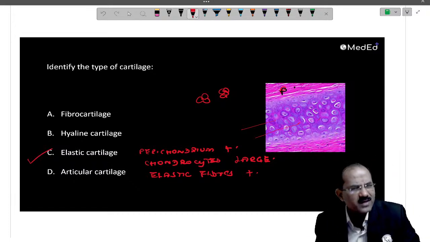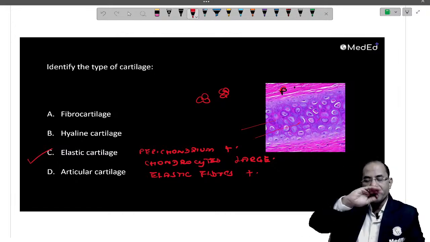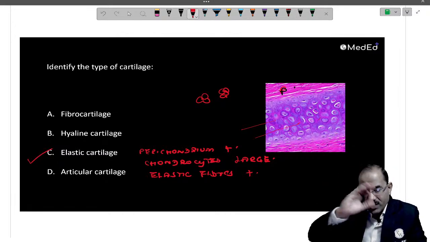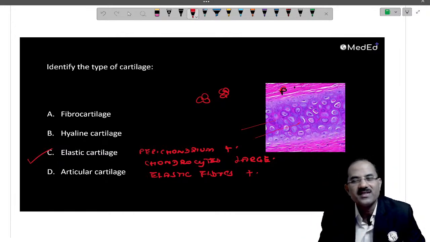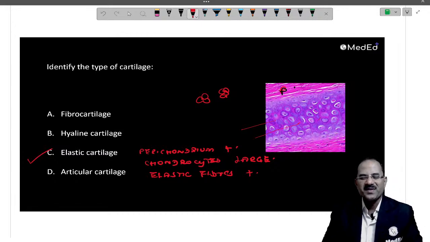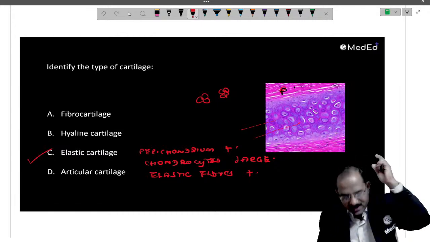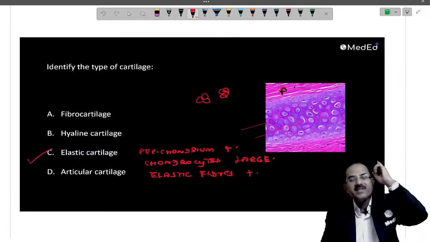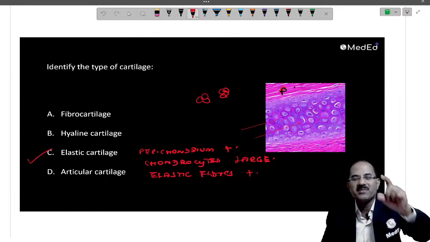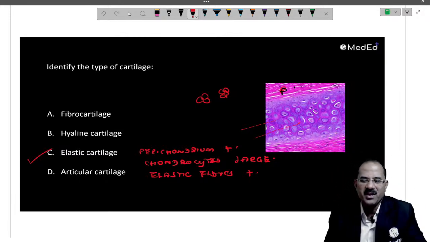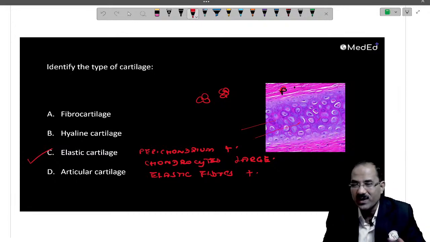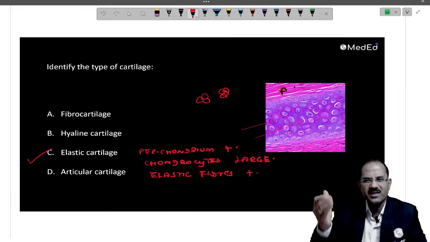What is articular cartilage? The hyaline cartilage which covers the articular surfaces of the bones is known as articular cartilage. The only difference there is that perichondrium is absent in articular cartilage. Rest everything is the same as hyaline cartilage.